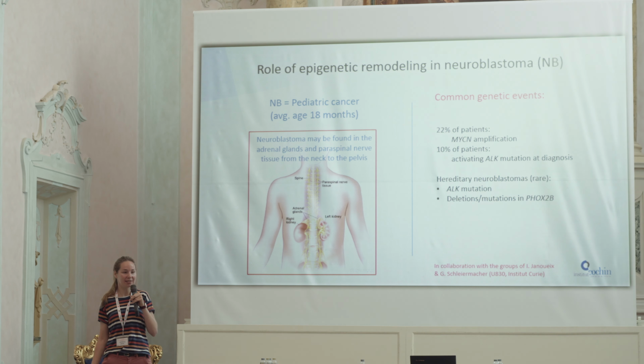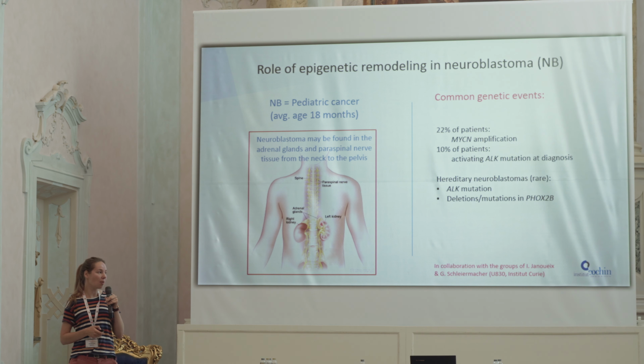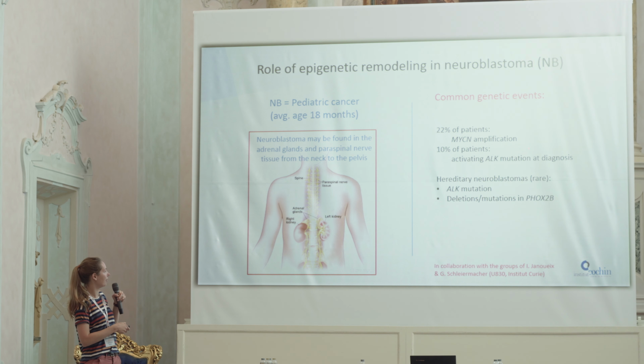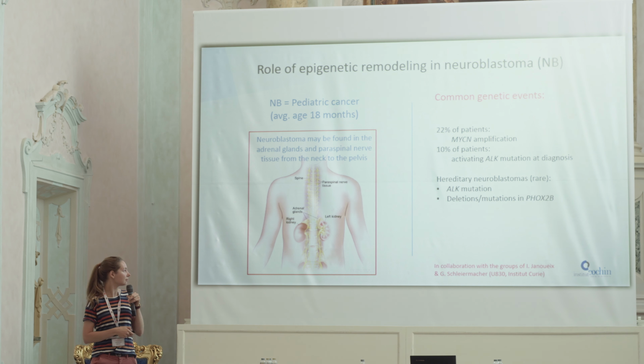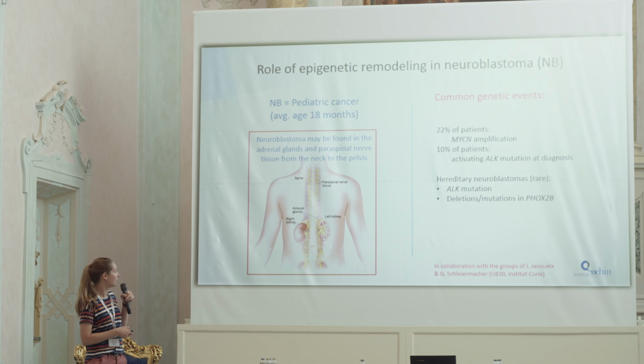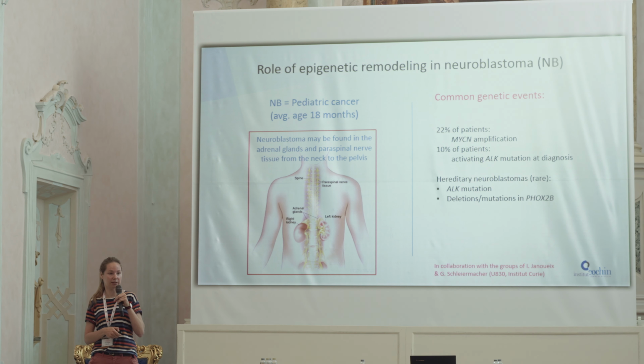Since it's a pediatric cancer, you have very few genetic events. The most common genetic event is amplification of the MYCN oncogene, found in about a quarter of patients. The second most common event is activating mutation of the ALK oncogene in about 10% of patients. Hereditary neuroblastomas are very rare, and in these cases we sometimes see the ALK mutation and deletion or mutation in the PHOX2B transcription factor.